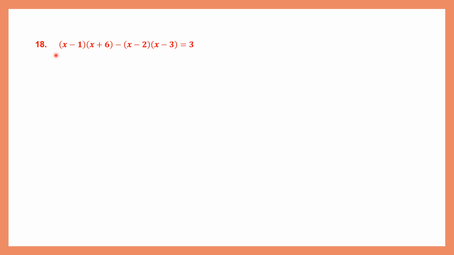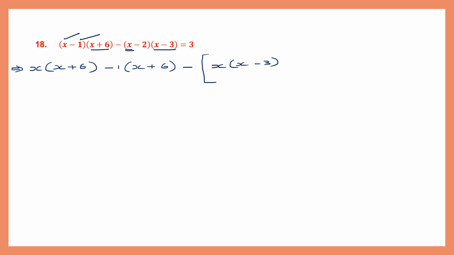Question 18, let's do multiplication of these two binomials and then these two binomials. So let's begin by saying x into (x + 6). Now take the next term, -1, into (x + 6). Similarly here on this side, since we have a minus sign, let's put a bigger bracket. Let's take x into (x - 3), then -2 next, so -2 into (x - 3). Close the bracket. Now all this is equal to 3.